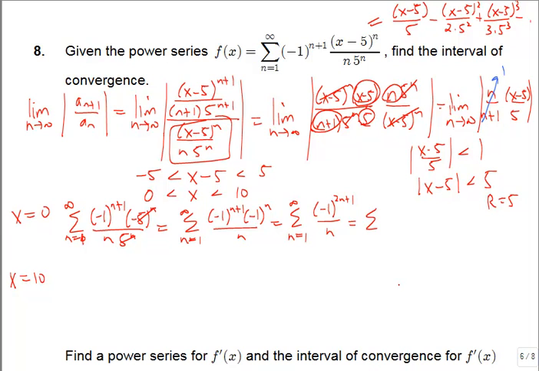And just a little scratch work here. Negative 1 to the 2n plus 1 is negative 1 to the 2n times negative 1 to the first. And 2n is always even, so this will always become positive. So we're just left with a negative 1 on top, raised to the first power.